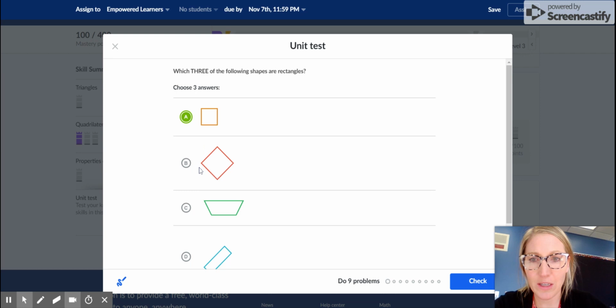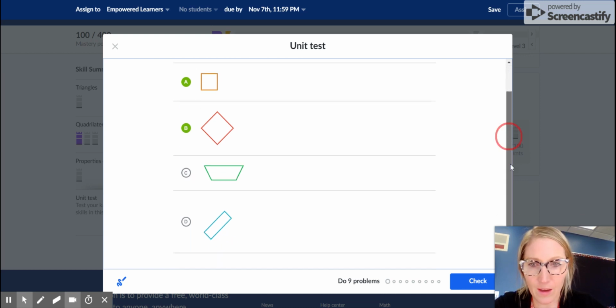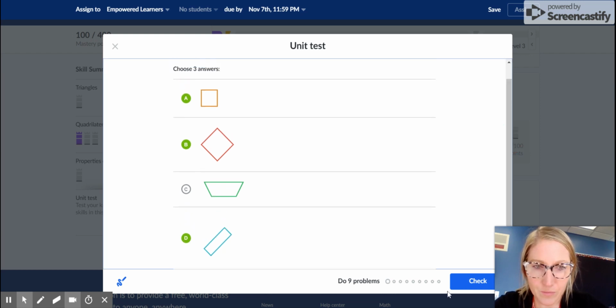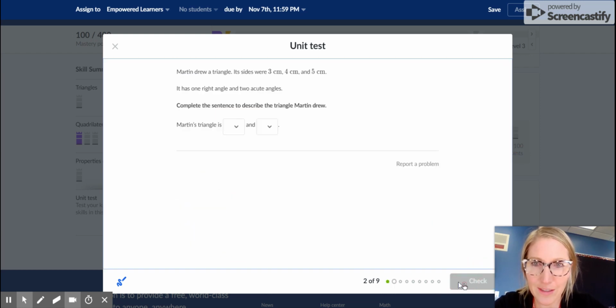So choice A could be a rectangle. B. C does not qualify, would not fit the criteria for a couple reasons. It doesn't have 2 pairs of parallel sides. It only has 1, and then it doesn't have 4 right angles. And then this last one, this is kind of the more traditional form of a rectangle that we're very used to seeing and very used to identifying very quickly. And we are correct.